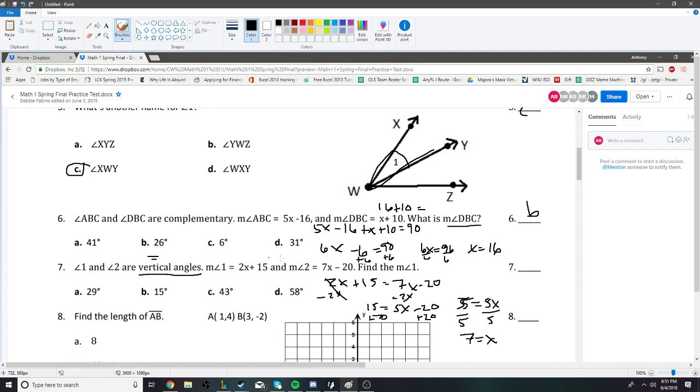So once you get 7, remember, it didn't ask you for x, it asked you for angle 1. So this is 2 times 7 plus 15 for an answer of A, 29.